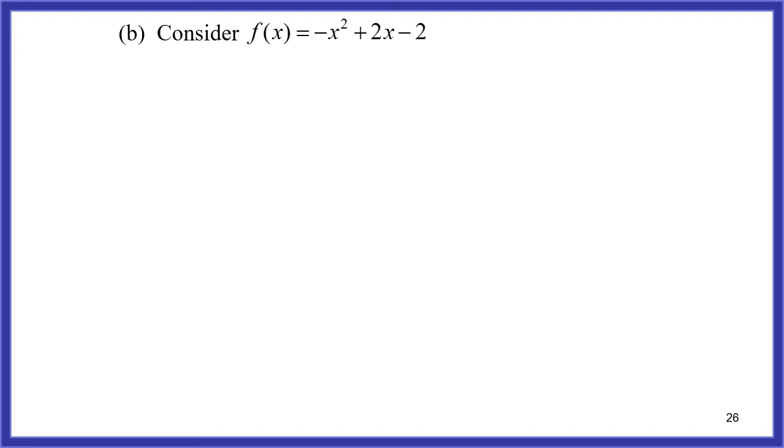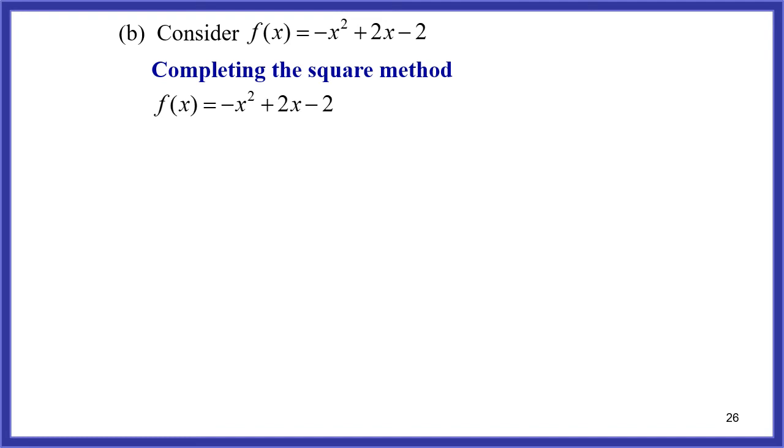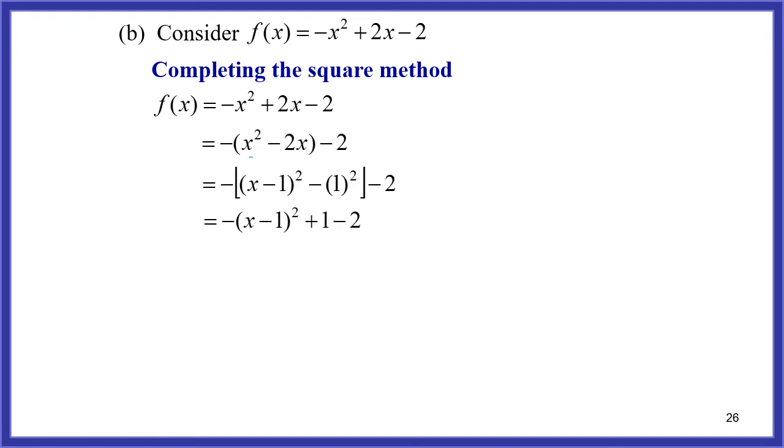So let's do question B. f(x) is equal to negative x squared plus 2x minus 2. We directly know that this quadratic is a sad function, so we can do completing the square to find the maximum point. Because we have a negative coefficient of x squared, we factorize out the negative first. Then we complete the square for x squared minus 2x. So what do we have? It will be (x minus 1) squared minus 1 squared. Then open back the bracket, what we have is negative of (x minus 1) all squared plus 1 minus 2, which is minus 1.